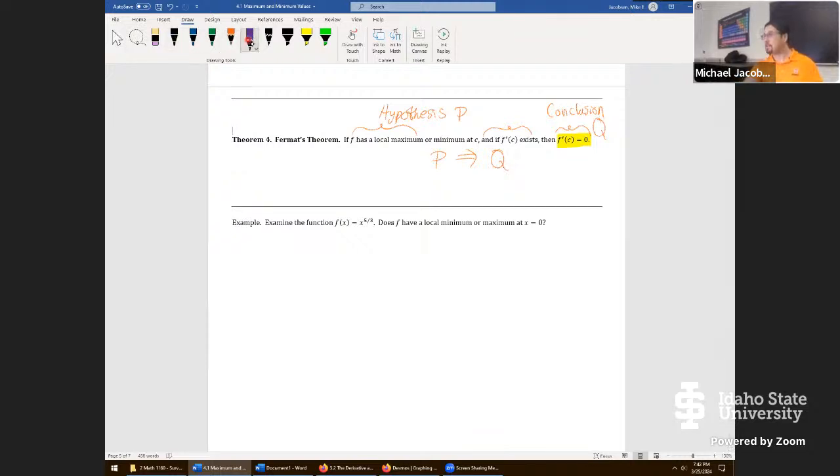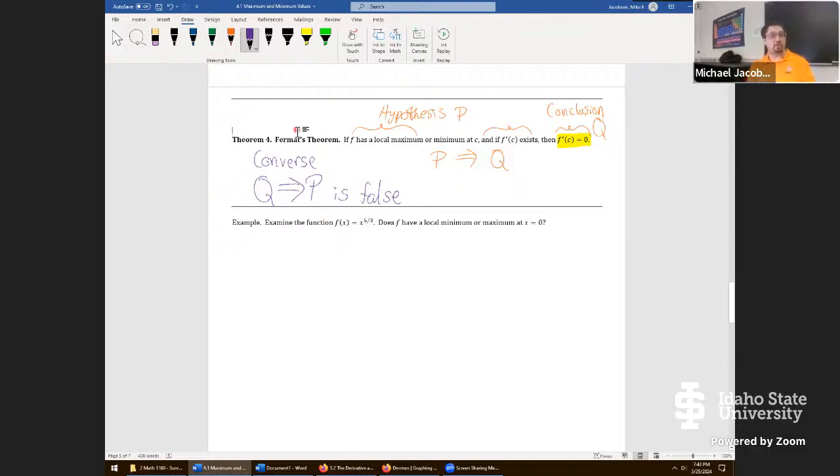And this means Q implies P is false. This is considered to be the converse. What makes it a converse is I took the arrow, P implying Q, and switched it around. The converse would read: if the derivative is 0, then f has a local maximum or a local minimum. It's really unfortunate that that's a false statement, and the example below is the counterexample to that.